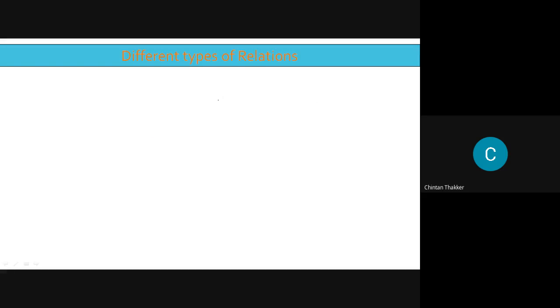Then for this one, we are given that A is the set of all males, and R is the set of x comma y such that x is a brother of y. So this is a relation on set A. Now, is it symmetric or not?